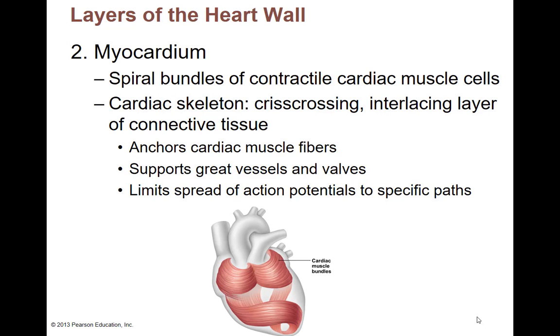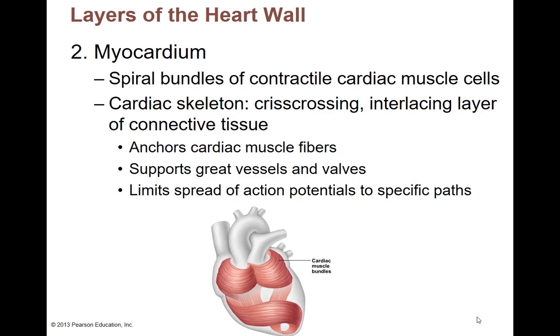Now, the connective tissue anchors all the cardiac muscle fibers together. So these are all anchored together, and so on. We have connective tissue that supports great vessels and valves. We have huge arteries and veins going in and coming out of our heart. They have to somehow connect into all of that muscle tissue. They need extra support to anchor them in, and so we have connective tissue that does that.